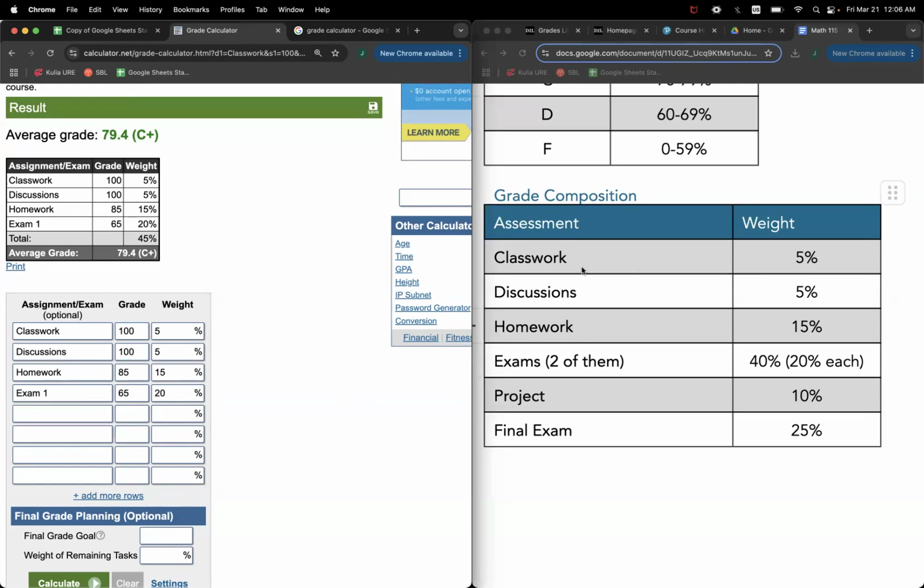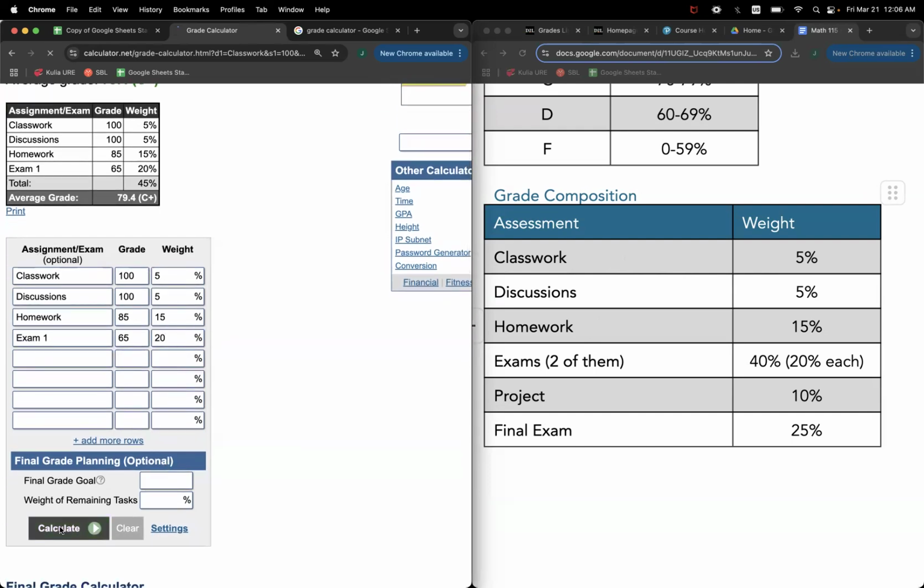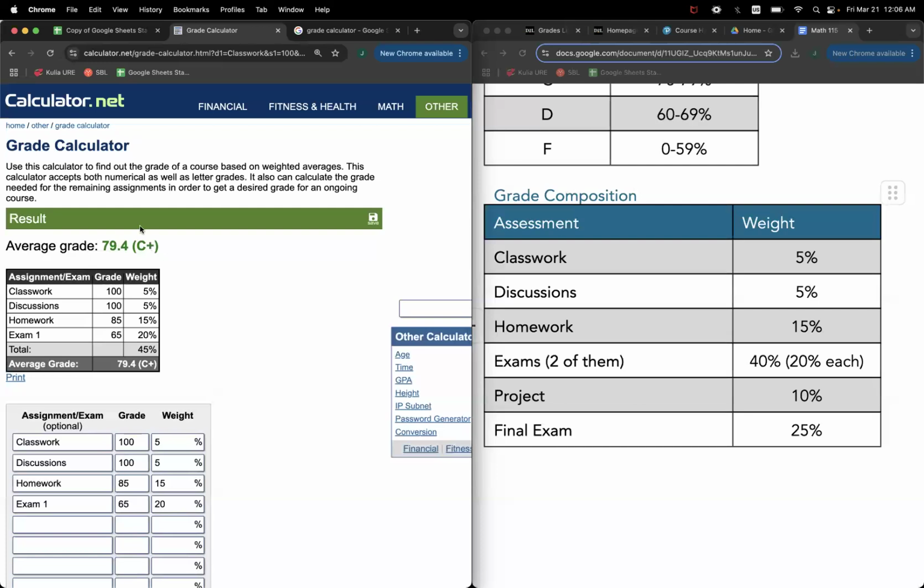So here I'm looking at the syllabus. Classwork is 5%, discussions 5, homework 15, exam 1 was 20. And that's all we have so far, right? We haven't done the second exam or the project or the final. So you could click on calculate already right here, and it will tell me my current grade.